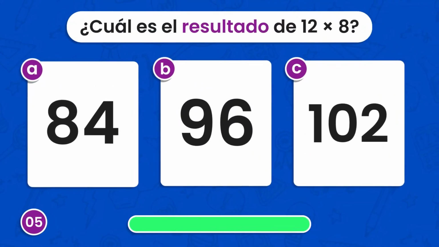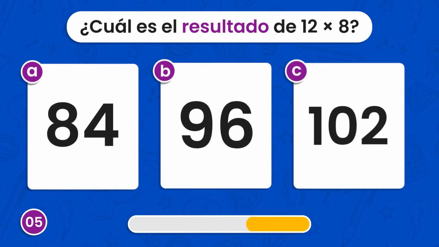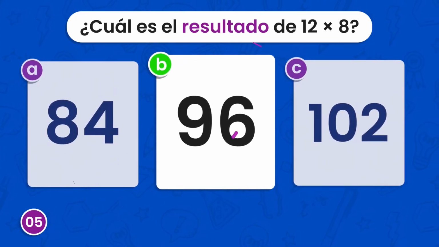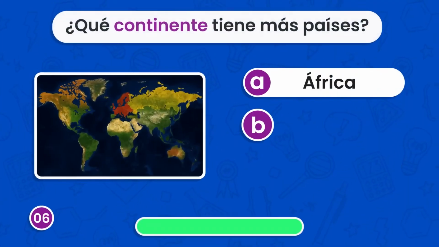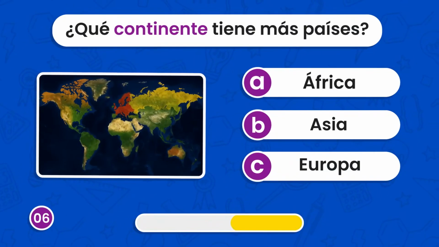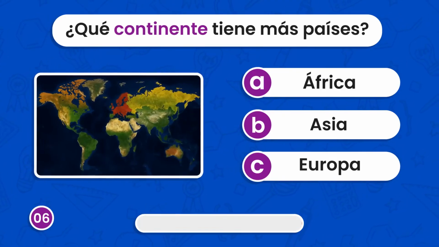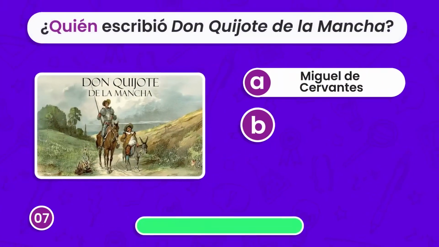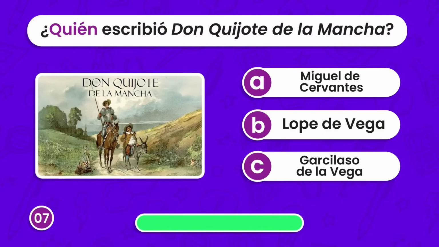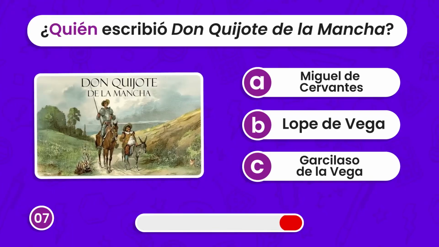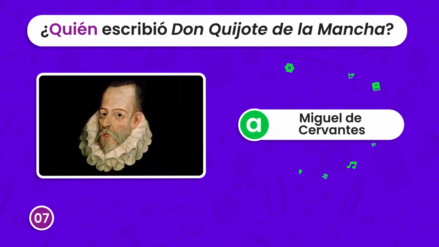What is 12 times 8? 96. Which continent has the most countries? Africa. Who wrote Don Quixote de la Mancha? Miguel de Cervantes.